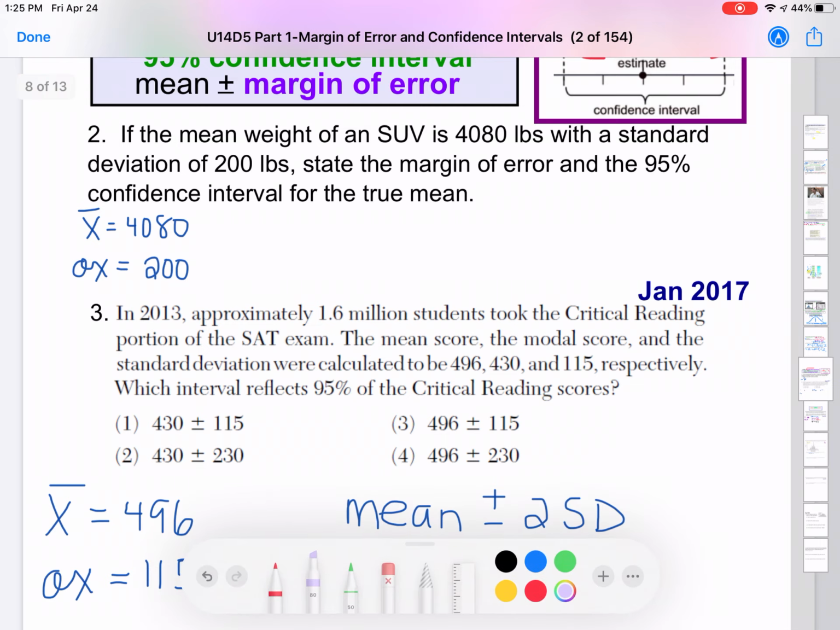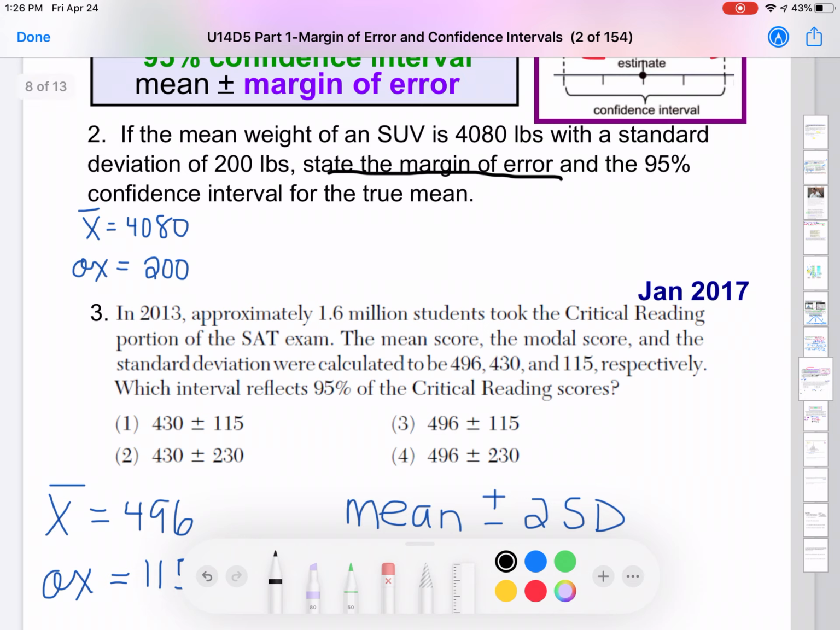Hopefully. Okay, next one. If the mean of an SUV is 4,080 and the standard deviation is 200, state the margin of error and the 95% confidence interval for the true average. What might the real one be? Okay, so I like to always just set this up right away.